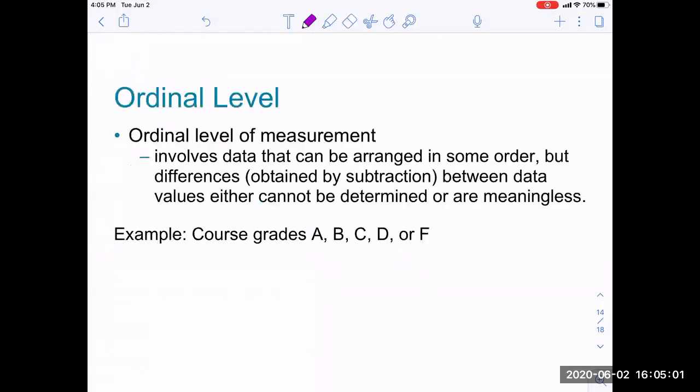A step up is ordinal level. Notice there's still categories, but now there's some prescribed order with them where we know that an A is better than an F. I'm not going to give any more examples because I want it to emerge in the lab.